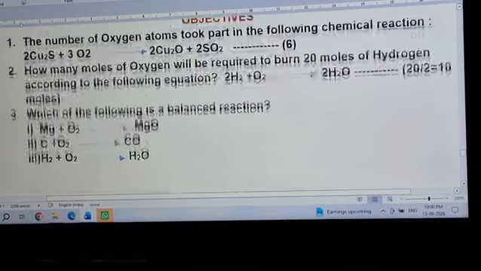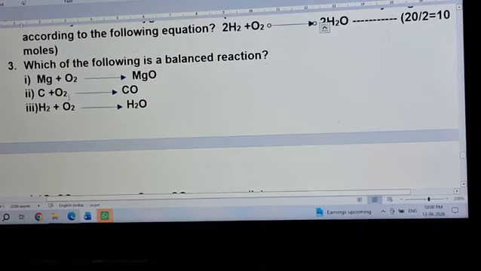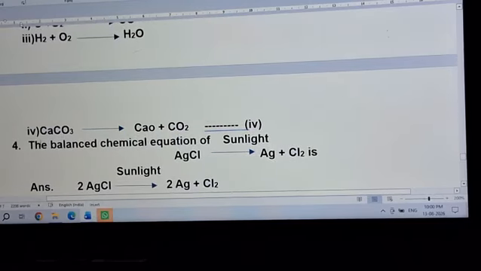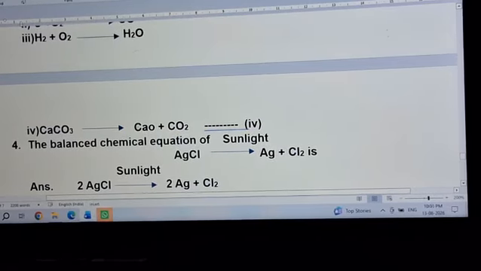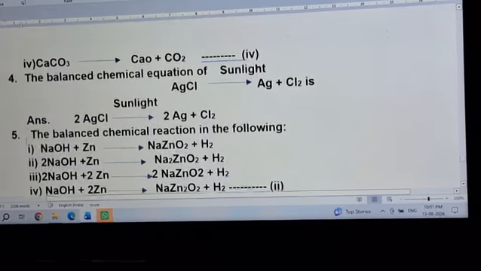Which of the following is a balanced equation? You can see here, children, one magnesium on the left side, one magnesium here, two oxygens in the reactants, one oxygen here. So it is not balanced. Carbon 1 here, but oxygens 2 here and 1 here, it is not balanced. Hydrogens 2, oxygens 2, but here oxygen is only 1, it is also not balanced. Calcium 1 atom, here calcium 1 atom, carbon 1, here carbon 1, oxygens 3, here also oxygens 2 plus 1, 3. So this fourth one is a balanced equation.